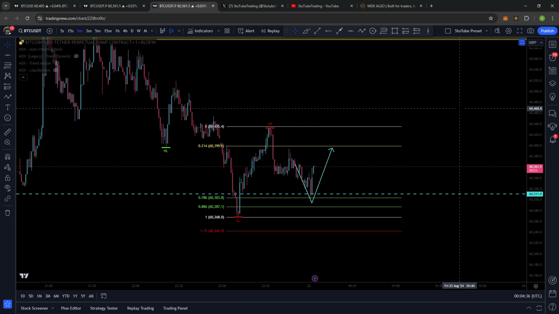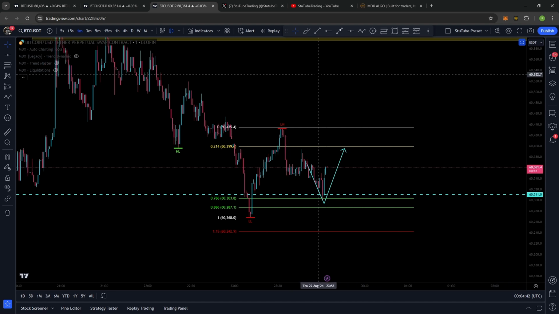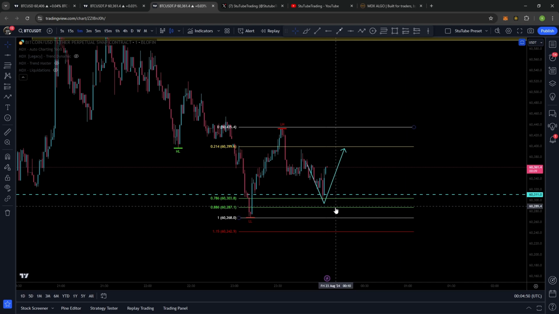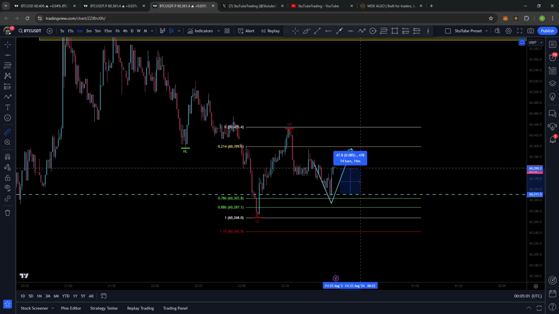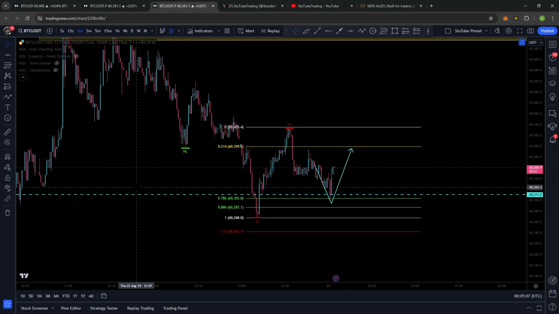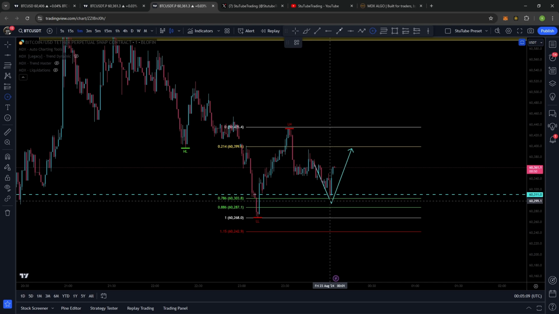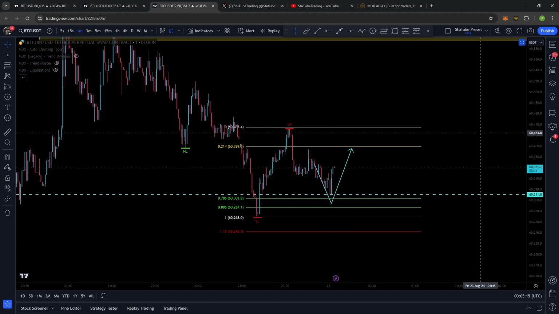Just curious, did anyone else end up taking the long off that Stuber fib? I was kind of hoping we would have hit my second entry as well at the 886, but never quite got there. Asked if you ended up taking the long out of the 786, 886 fib pocket there.